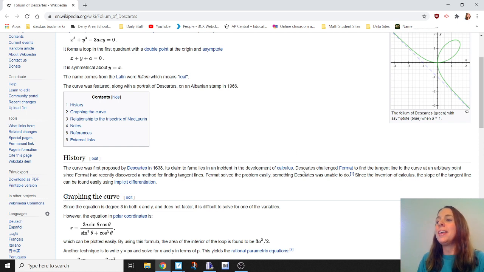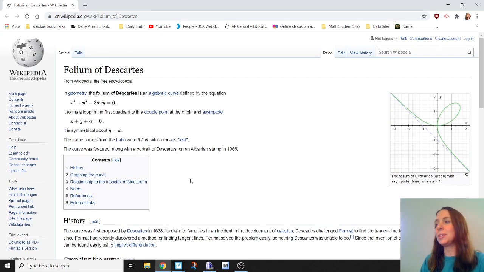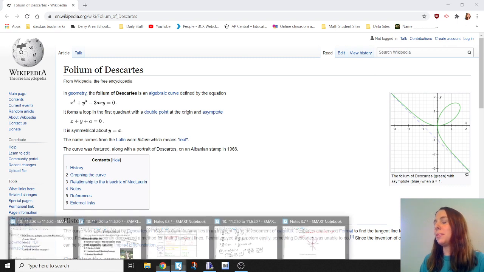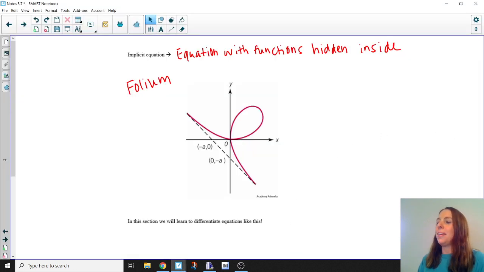And here's one. Descartes challenged Fermat to find the tangent line to the curve at an arbitrary point, since Fermat had recently discovered a method for finding tangent lines. That was a big deal. Fermat solved the problem easily, something Descartes was unable to do. Man. And then look, you can see what we're studying right here. Since the invention of calculus, the slope of the tangent line can easily be found using implicit differentiation. So cool. I hope you think it's cool. I think it's cool. All right.